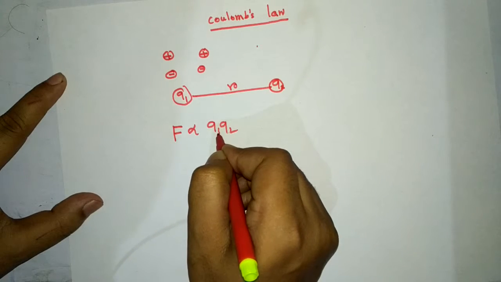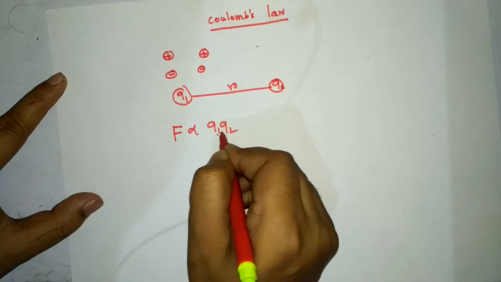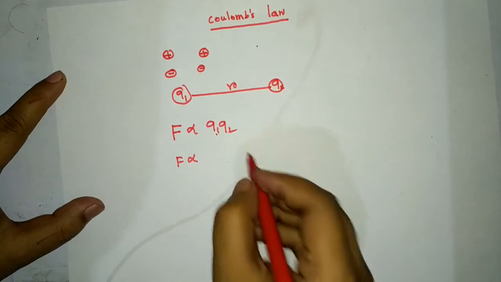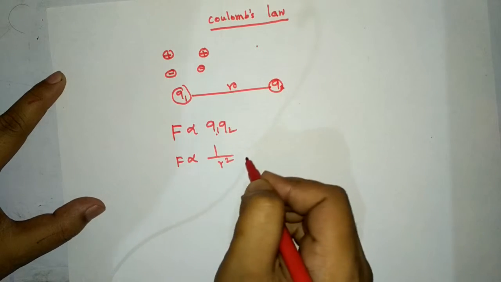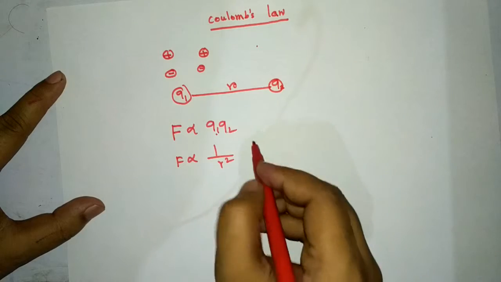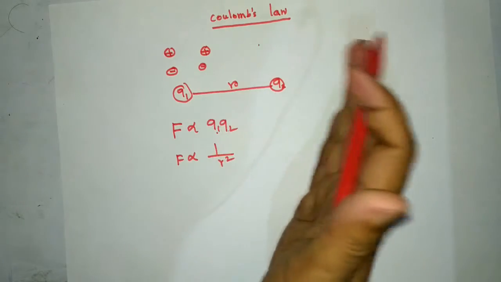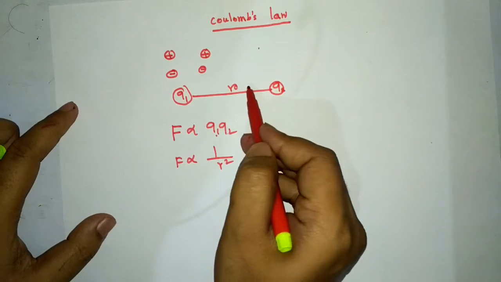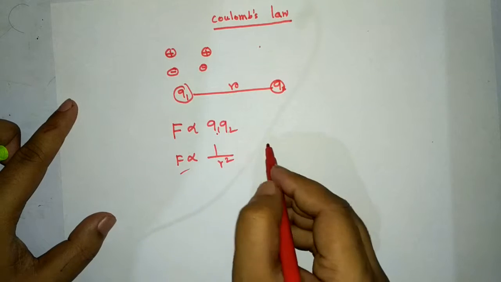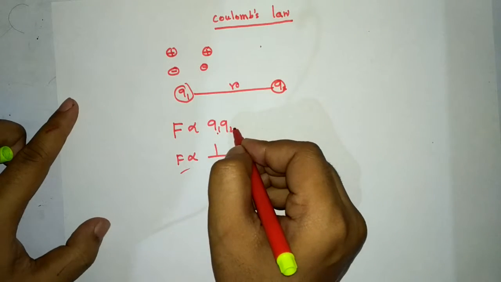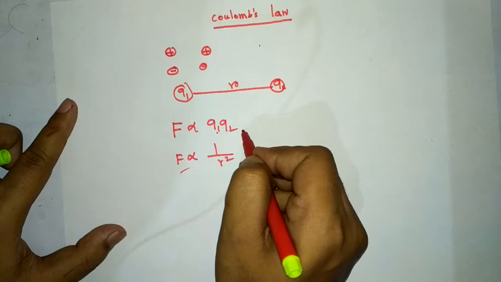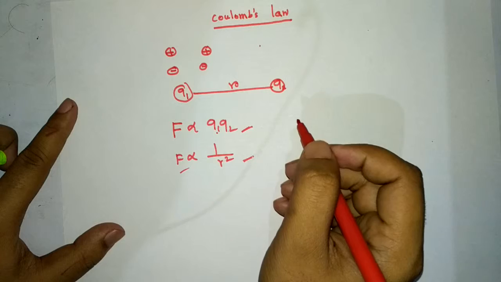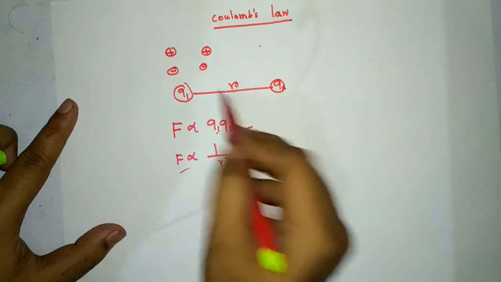If the magnitude of the charges increases, then the force between them will increase. And this force is also inversely proportional to the square of the distance between these two charges. If the distance increases, the force decreases. If the distance decreases, the force increases. So the force F is proportional to the product of the two charges and inversely proportional to the square of the distance. That is called Coulomb's law.